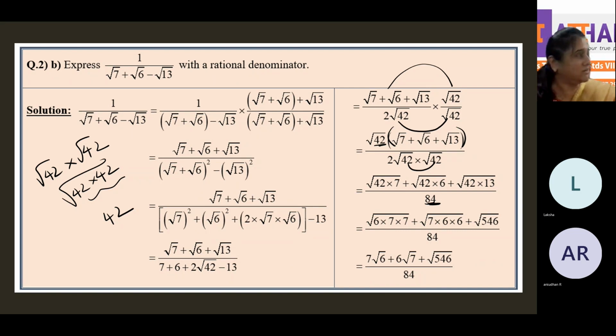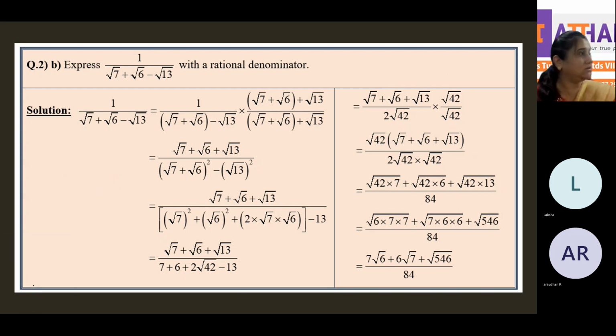So now the denominator is rational. It's 84, rational. Now we'll have to only simplify the numerators. So write 42 as 6 sevens are. And from 2 sevens, 1 7 comes out. And again here from 2 sixes, 1 6 comes out. And here nothing comes out. So 42 into 13 is 546. Isn't it exactly like the earlier one?